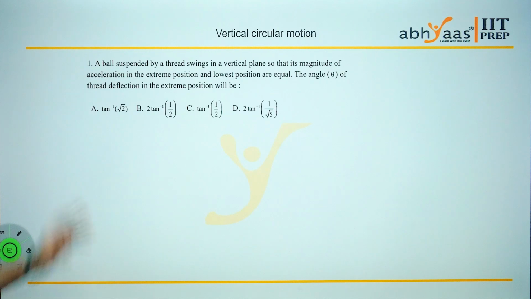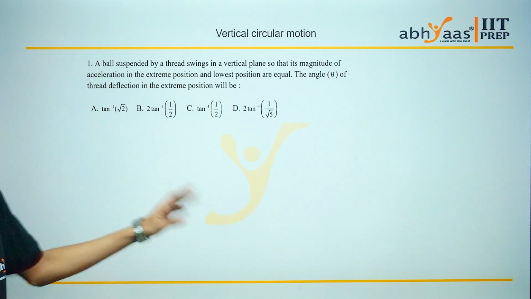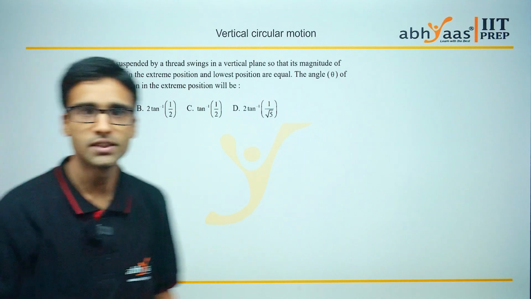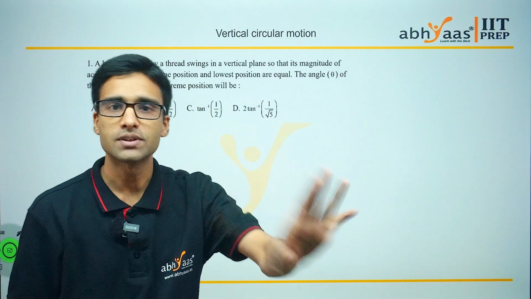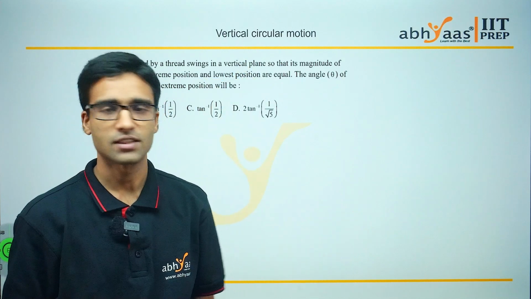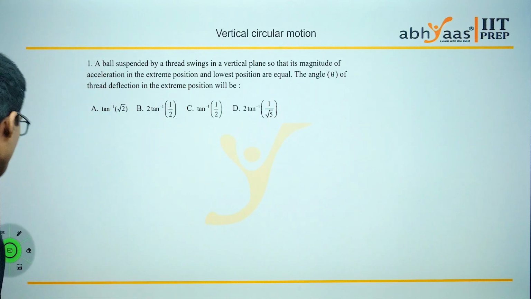Okay, next one is vertical circular motion. Previously we have done dynamics of circular motion, meaning we are considering force. Kinematics of circular motion means we are not considering force, whereas dynamics of circular motion means we are considering force, and we calculated centripetal acceleration by the simple formulas. Now going to another one, that is vertical circular motion.